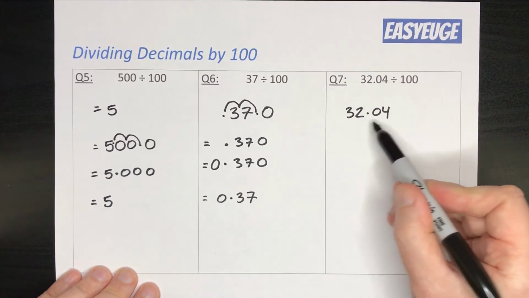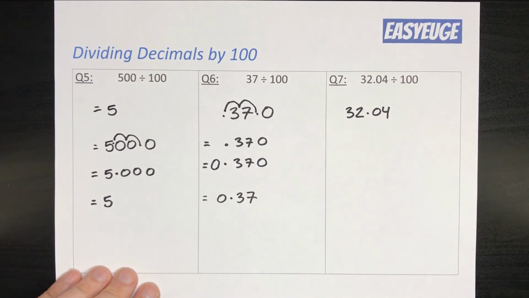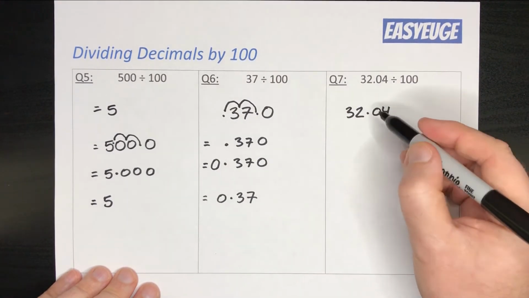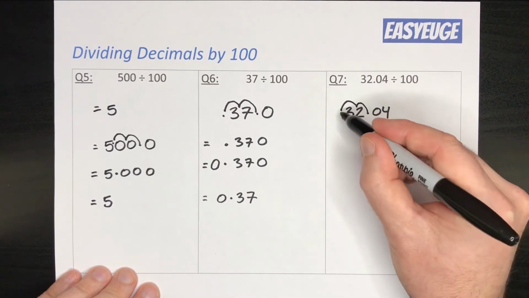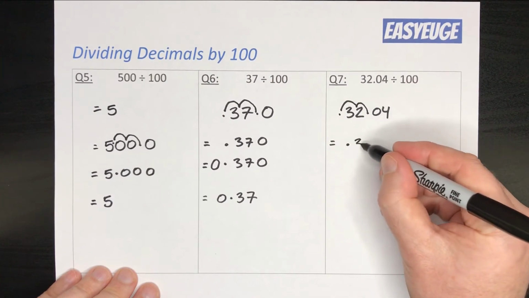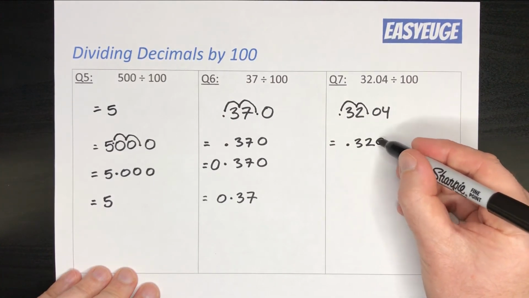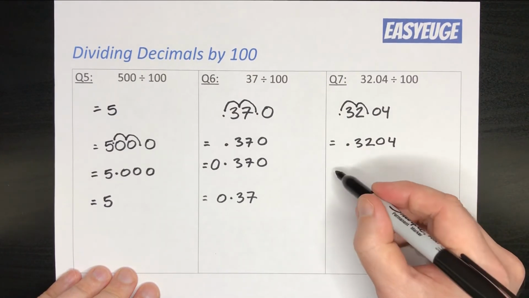We're going to divide this by 100. So we know where the decimal point is. So just simply locate it and move it 2 places to the left. 1, 2. There you go. So the answer here is 0.3204. So let's add in a 0 here.